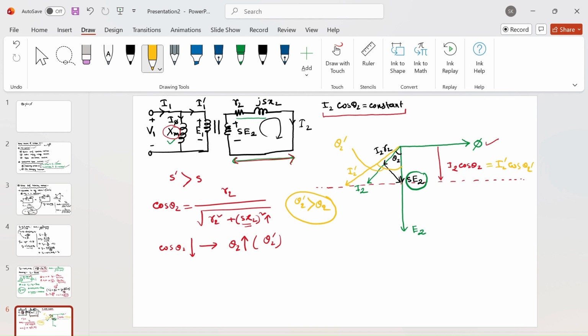Now your rotor current has increased, and again if you do the analysis, like if you do the phasor sum of the resistance drop and the reactance drop of the rotor circuit, you will get the same E2 and all. Okay, and let's see, this is clear, like phi 2 prime will increase, and sorry, theta 2 prime will be more than theta 2, and I2 also increases.